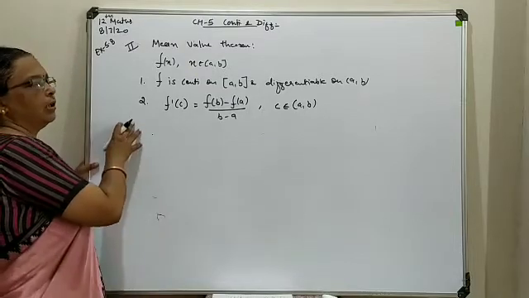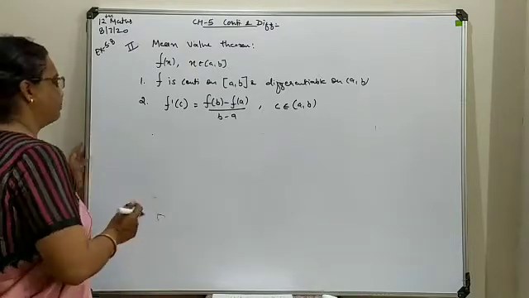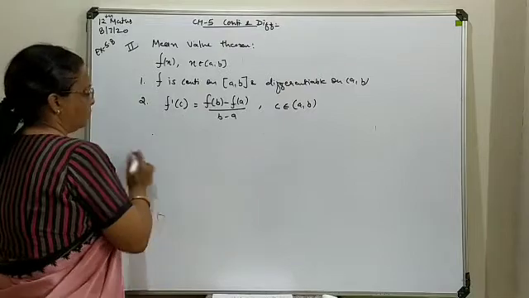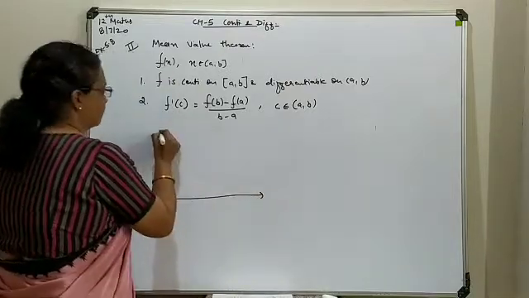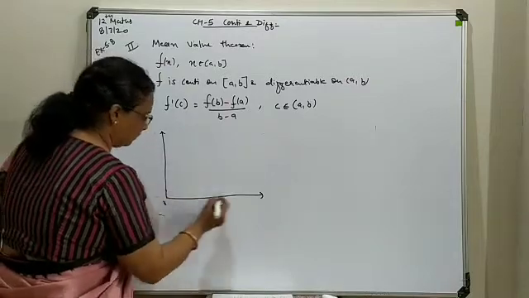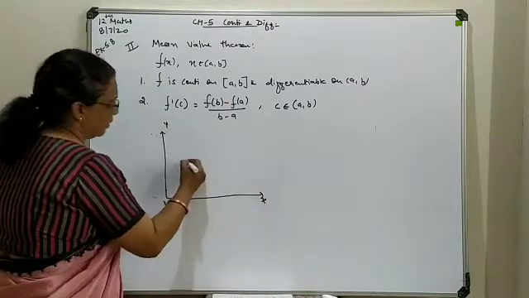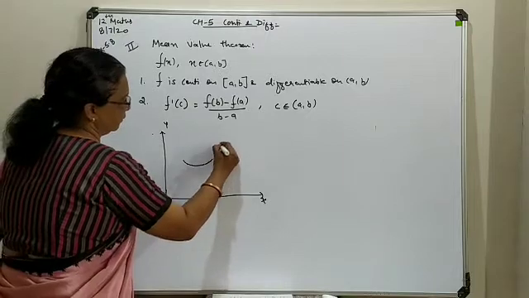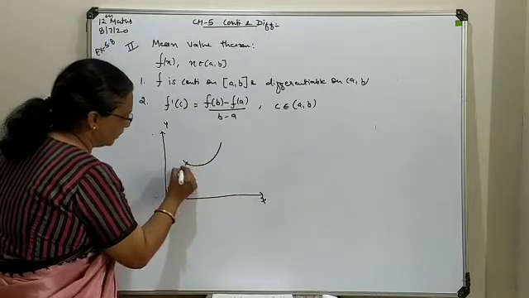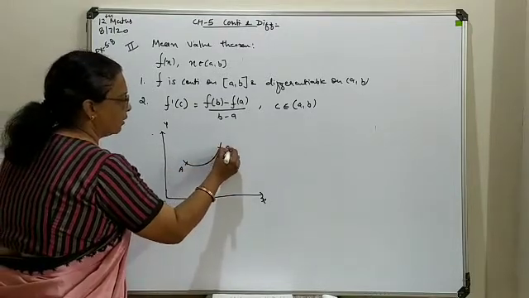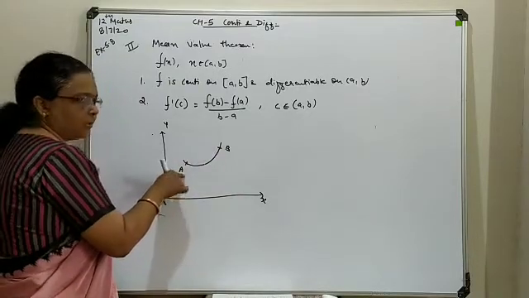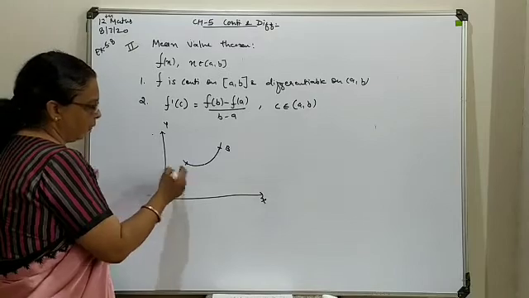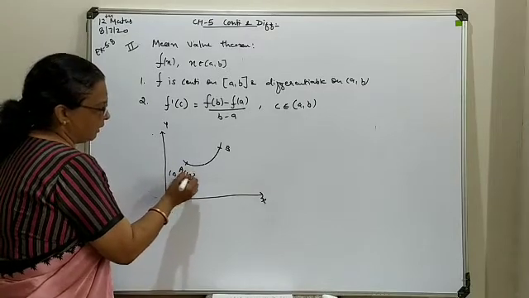Now what is the meaning of this mean value theorem? Here these two points are available to us. If you look at one curve, suppose we have this curve, on which two points are available. This is your A, this is your B. With reference to point A, at point A your y is f(a).